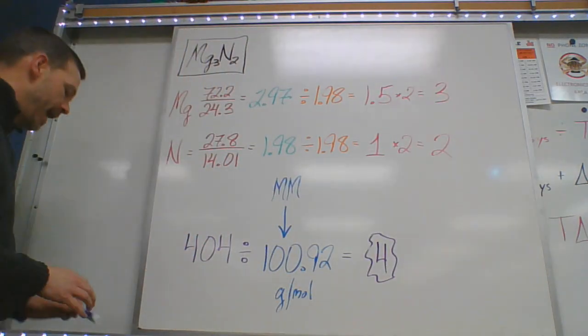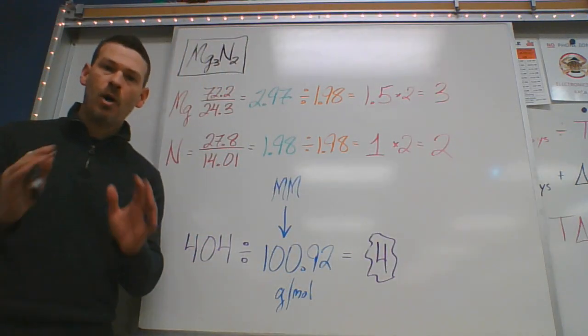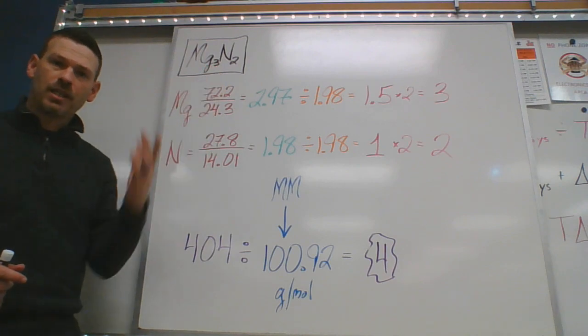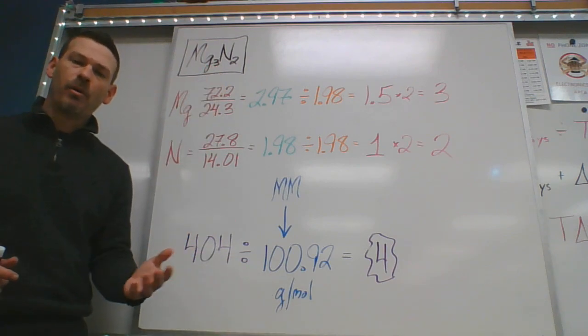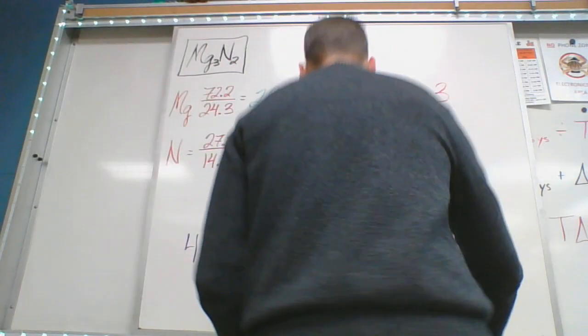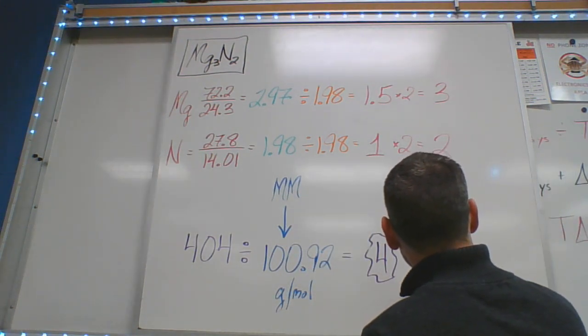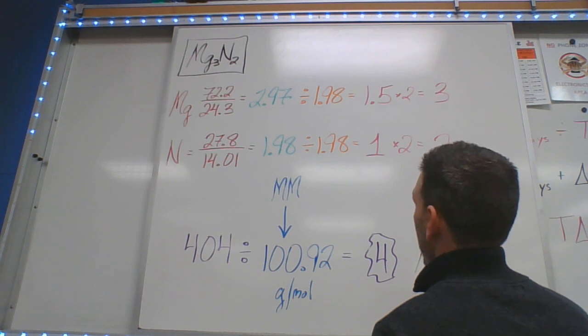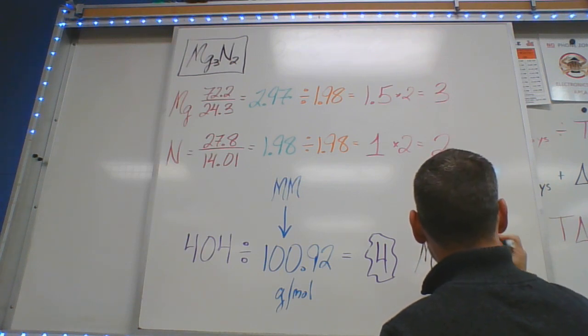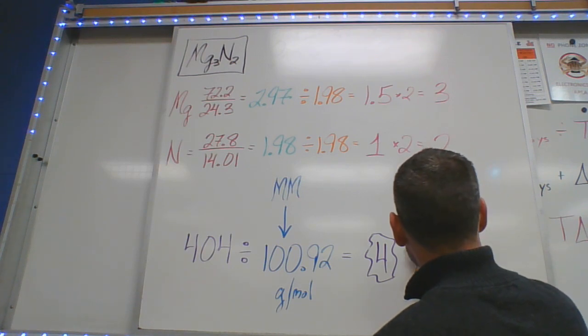So then your final step is to multiply the empirical subscripts by that whole number. And now you have a molecular answer that includes 12 magnesiums and 8 nitrogens.